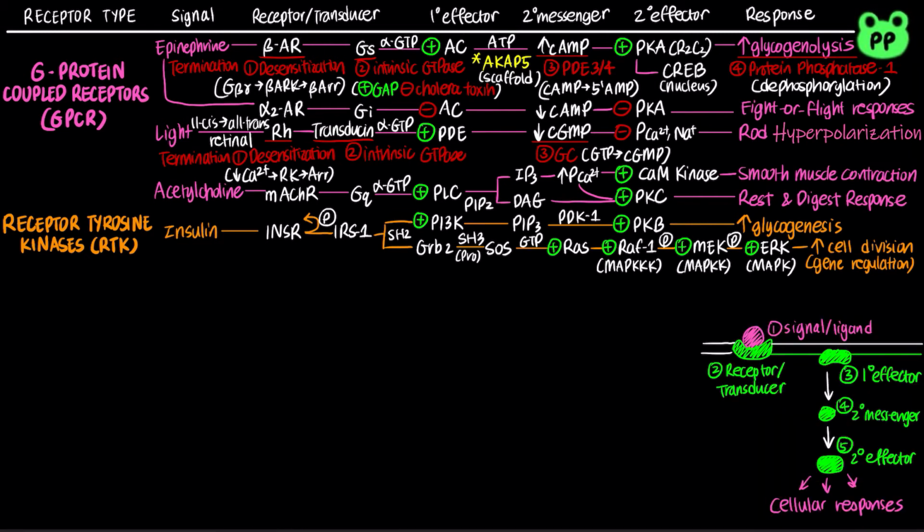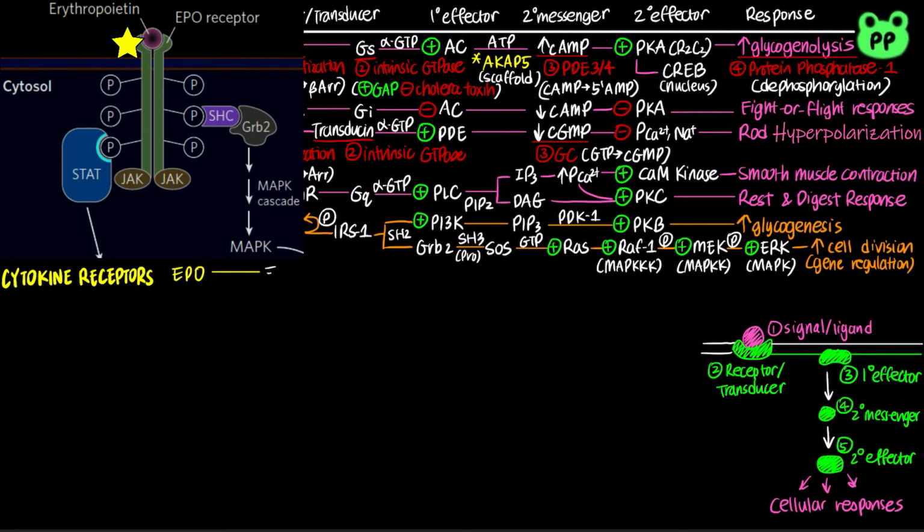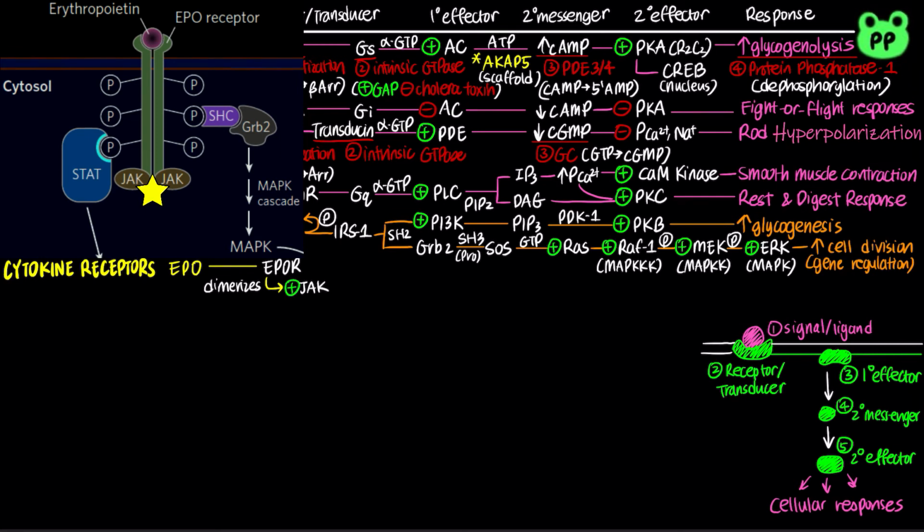Another type of receptor that uses tyrosine kinase is the cytokine receptors. Cytokines are small signaling molecules that function in developmental regulation and immunity. An example of cytokine is erythropoietin, produced by the kidney, which regulates the development of red blood cells. First, erythropoietin binds to the erythropoietin receptor, abbreviated as EPOR, causing the receptor to dimerize. The receptor dimer then binds and activates the soluble cytosolic tyrosine protein kinase JAK, which stands for Janus kinase.